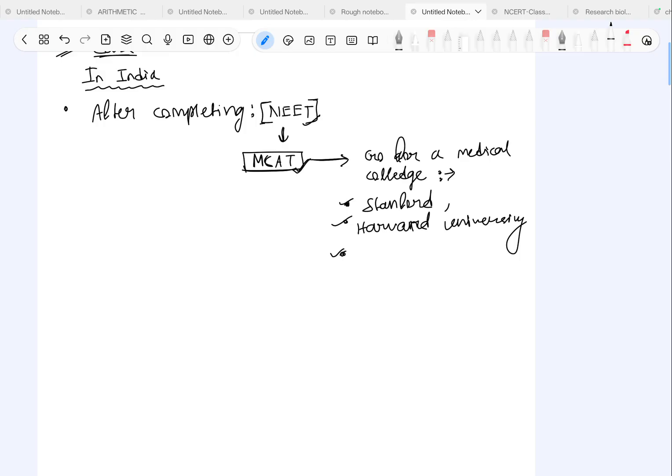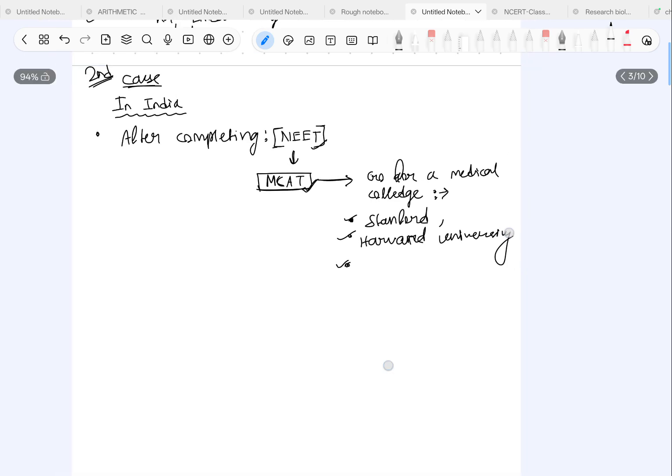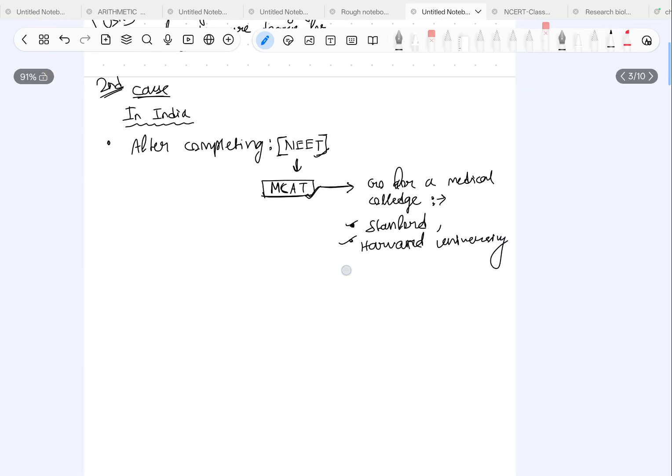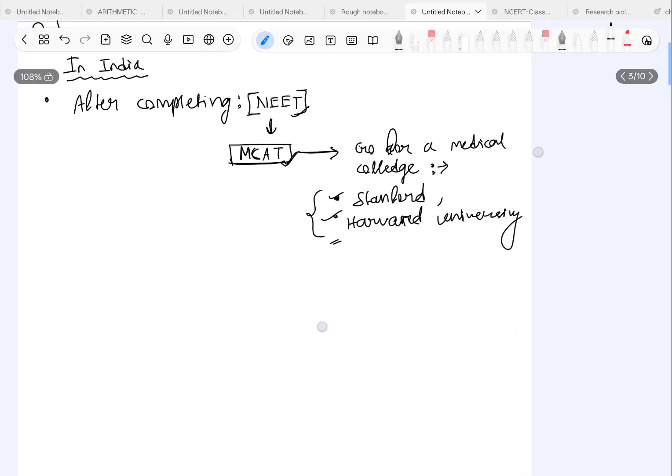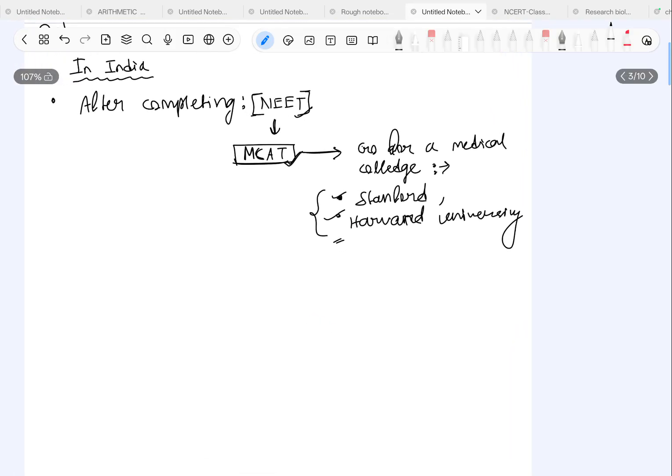There are many colleges, you can also prefer that. Currently I am not remembering the third one, sorry for that. But you can go for Stanford or Harvard University, and 3 or 4 more top colleges are there.